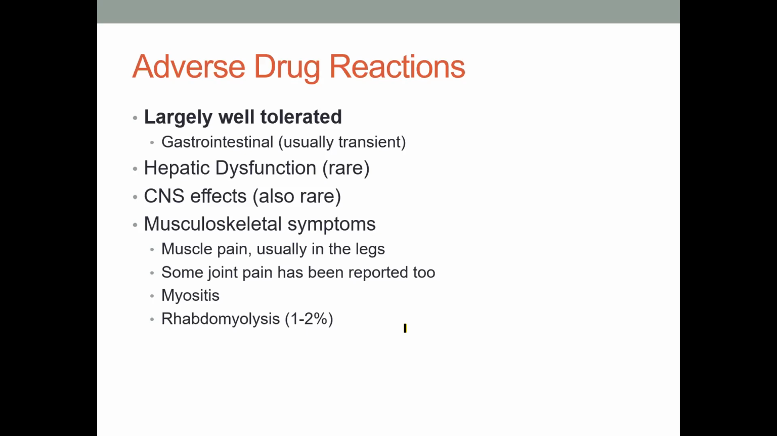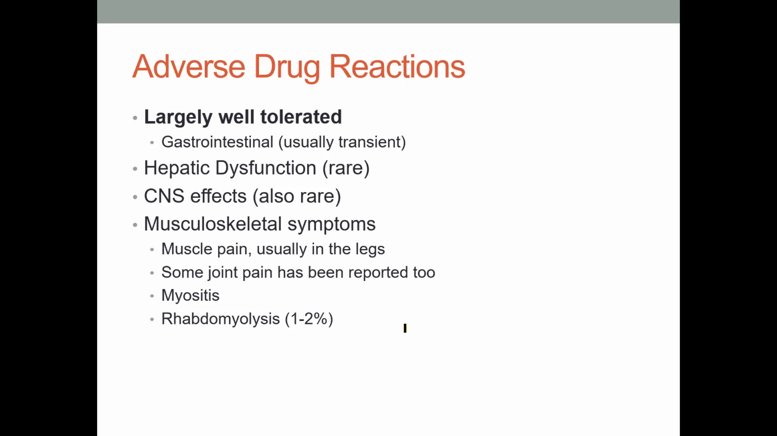Gastrointestinal disturbances are usually transient. If you can't tolerate a statin, usually you can switch to another statin and tolerate that one. Hepatic dysfunction is also rare, and that's usually fixed by switching to another statin. CNS effects: some people get depressed on statins. Again, by switching to a different statin, you tend to mitigate that effect, but that's also rare.